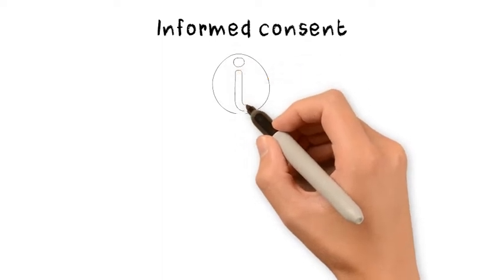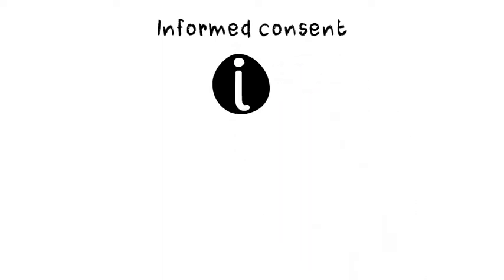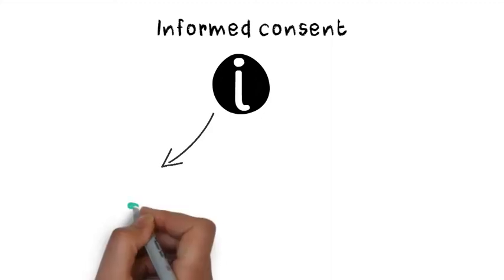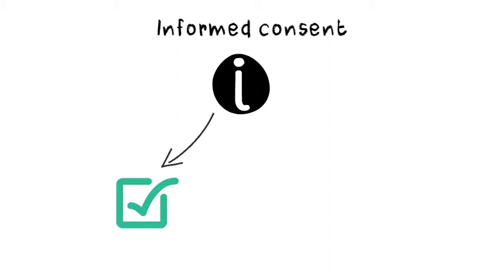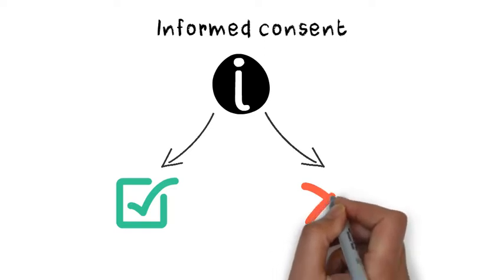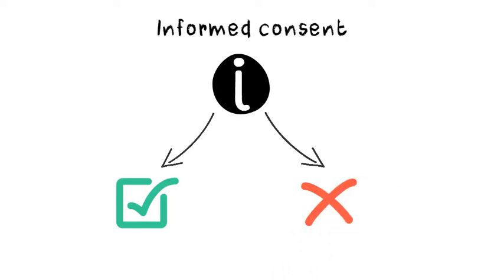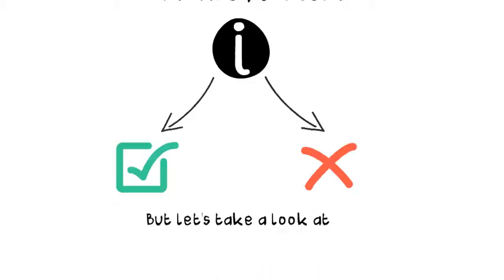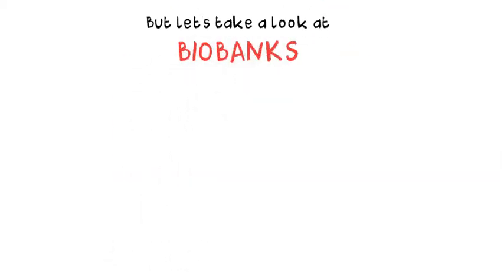Okay, so that seems easy. A potential participant gets all the information about the study that he needs to make an informed decision. If someone decides to give consent, they can participate in a research study. If they don't, the researcher has to find a different guinea pig. But there are research areas where things are less straightforward than they seem. Let's take a look at biobanks.